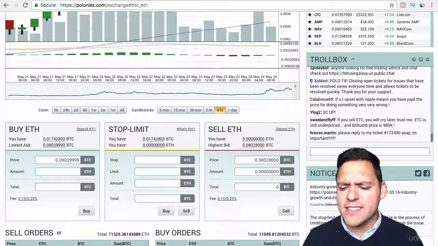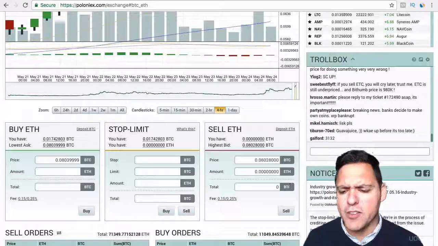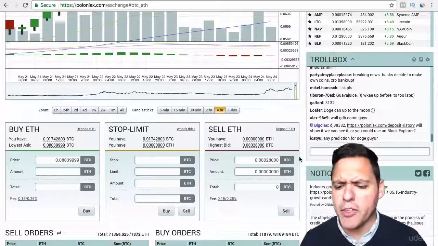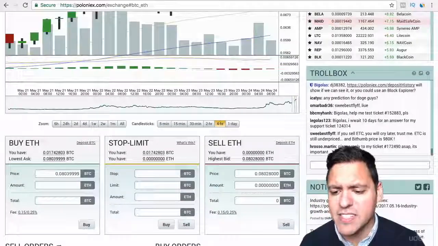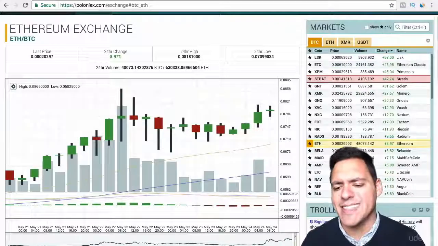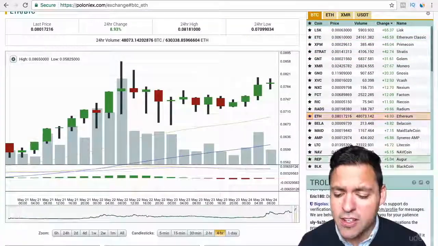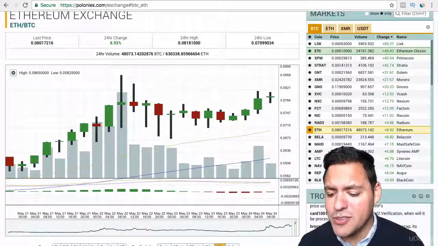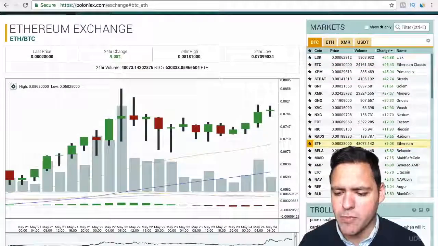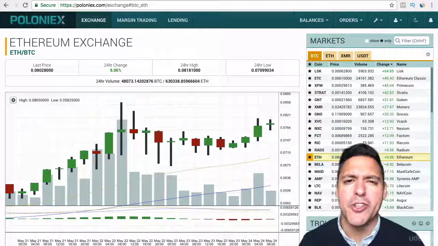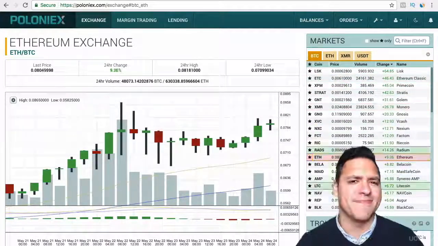Because when I first started on Poloniex, I was like, I've got all this Ethereum. I've got one whole Ethereum, but I want to buy one of the Bitcoin currencies, and I can't buy that with Ethereum. So I had to sell it, and nobody gave me that information. I needed to go into the troll box to get that information. All right, so that is a simple guide to Poloniex.